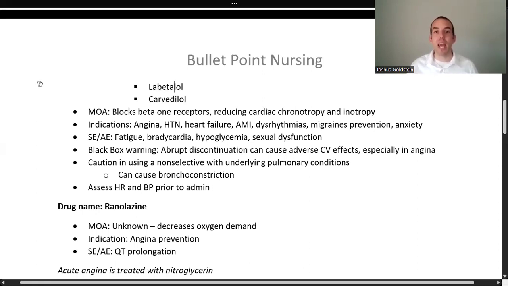Let me wrap this up. Angina is treated acutely when the patient's actively having chest pain with nitroglycerin sublingual. That can be taken up to 3 times. If it's given in a hospital, it can also be given via the IV route.